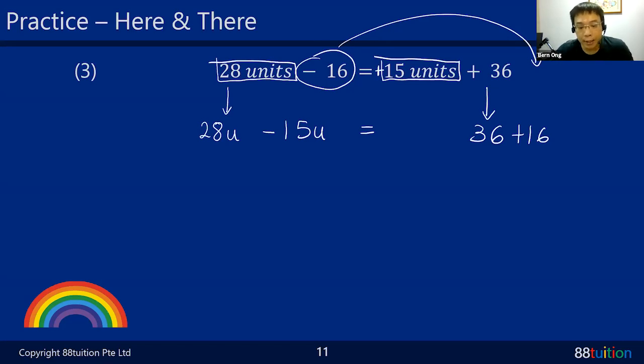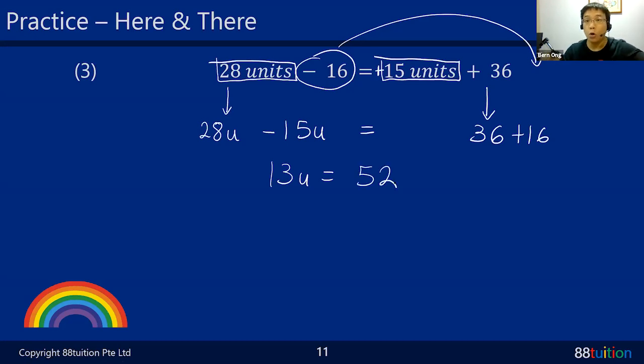All right, so 28 minus 15 is what? 28 minus 15 is 13, right? 13 units. All right, 36 plus 16, you can press your calculator if you want. All right, I use my mental sum. I think it's a 52, right? I think it's a 52.